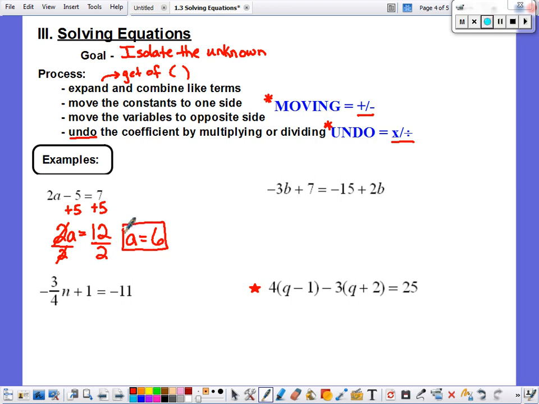And then keep in mind with equations, the best students always check their answers. This is real easy to plug in. 12 minus 5 is 7. Very good, you got the right answer. So definitely take the time to check it if you have that opportunity.